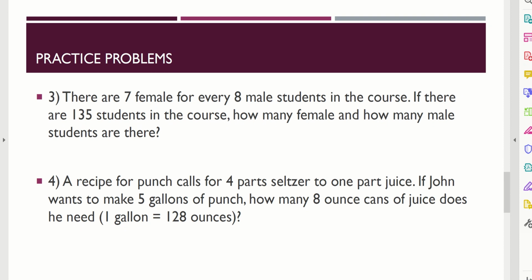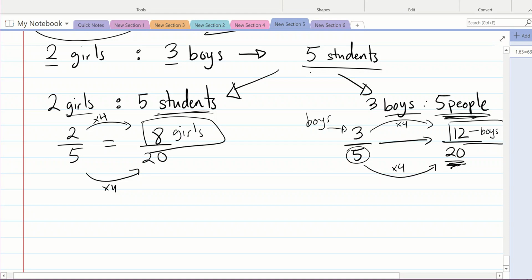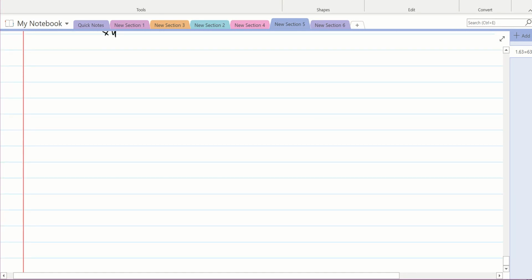Okay, so what's the ratio here? The ratio is 7 to 8, right? 7 females to 8 males. Is it part to part or part to whole? Take a second to think. It's part to part because female is a part, male is a part. If it said 7 females for every 8 students, then it would be part to whole. But it says 7 females for every 8 male students, right? So this is a part to part because both of them are distinctive parts, right?